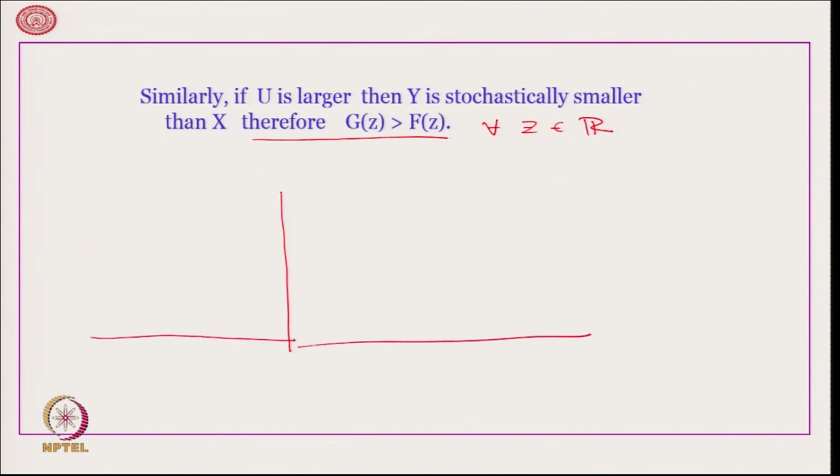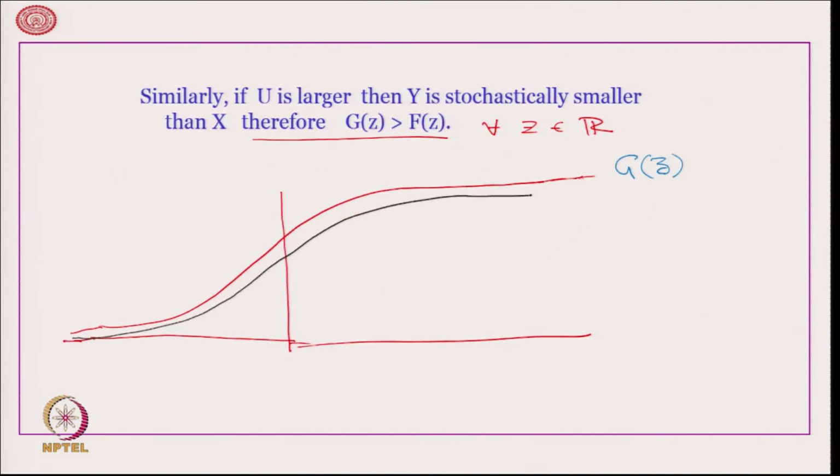Suppose G(z) is the distribution of Y and suppose it has a shape like this. We know that each distribution function at minus infinity goes closer to 0 and at plus infinity it goes towards 1. So, let us call it G(z). Now, G(z) is greater than F(z) for all z. Therefore, how will F(z) look? It will look something like this. Although eventually it is also going to touch 1, for most values of the real number z we can see that G(z) is greater than F(z). So, let us call it F(z).